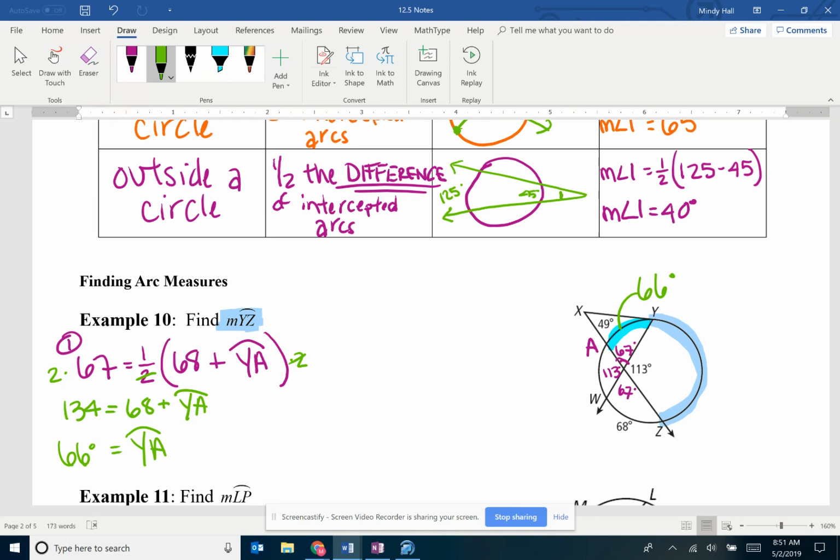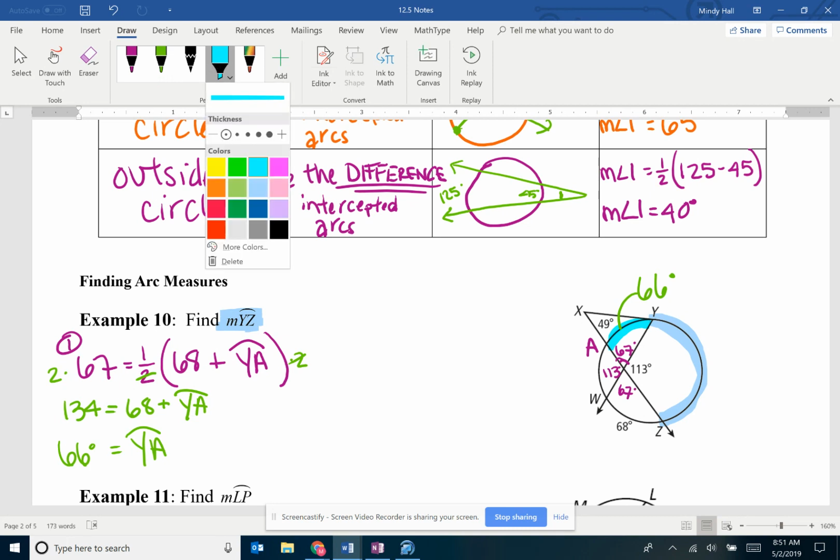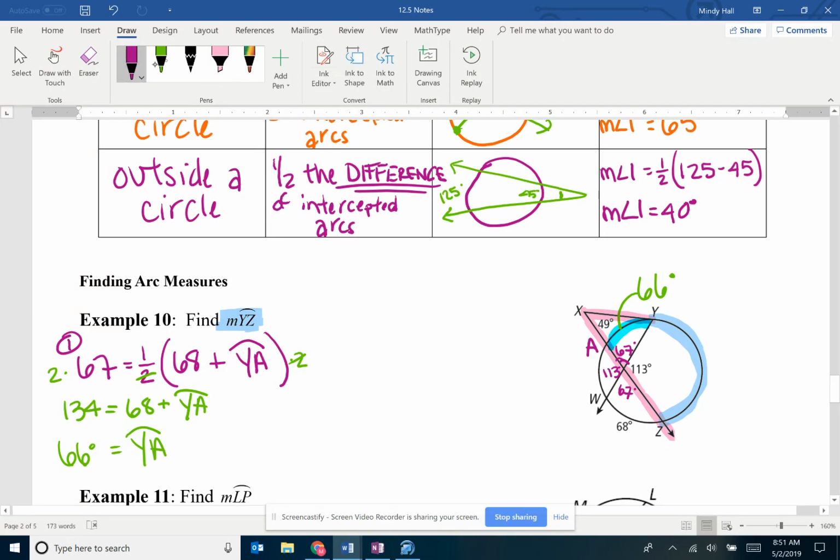I can use that to help me find the YZ, because now I'm going to use colors a bunch for this. Because I have that 49 degrees, and because YZ is one of the intercepted arcs, I now have at least one of the intercepted arcs, so now I can solve for the other. So now, actually let me draw a little line, boop.